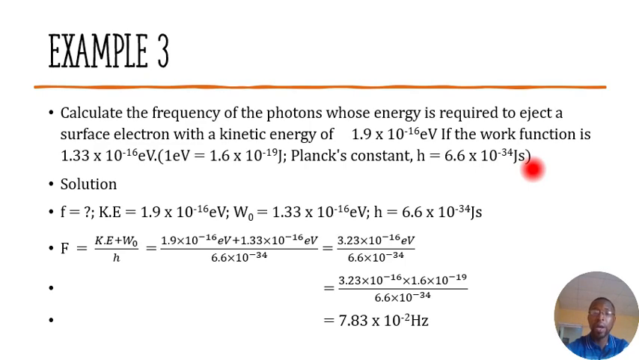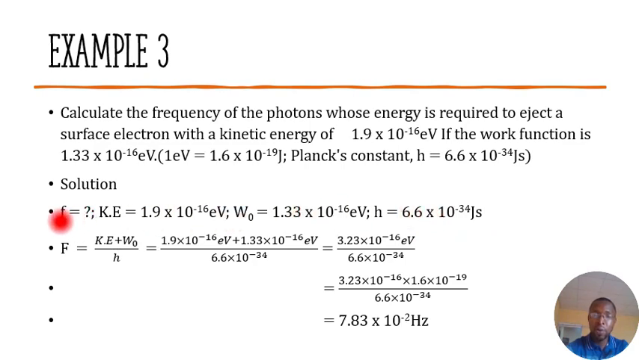ambiguous but very simple. All right, so we go straight to the question again to write our parameters. So we have to calculate the frequency. So the f is unknown, and this photon has energy. And it also has the kinetic energy, and the kinetic energy happens to be 1.9 times 10 to the power minus 16 electron volts. So we are given kinetic energy. We are also given the work function to be this value. So it's written out W naught equal to this value. And then we are given Planck constant, which is H, to be this value as well.